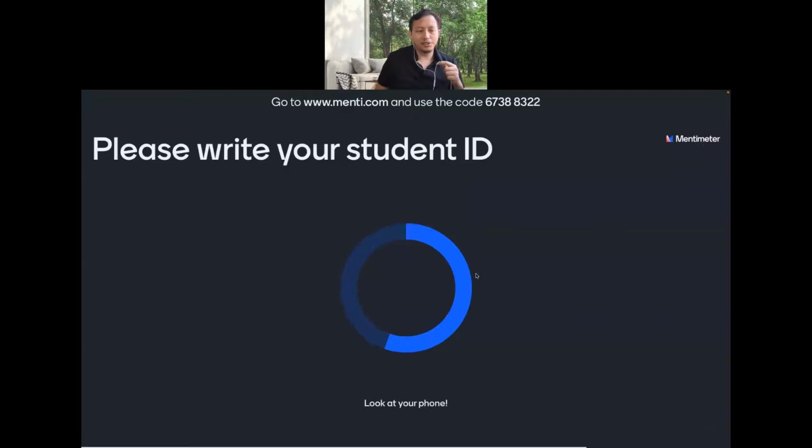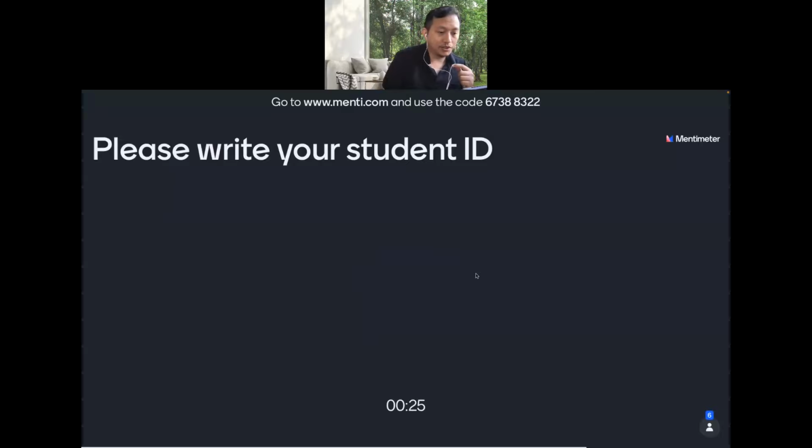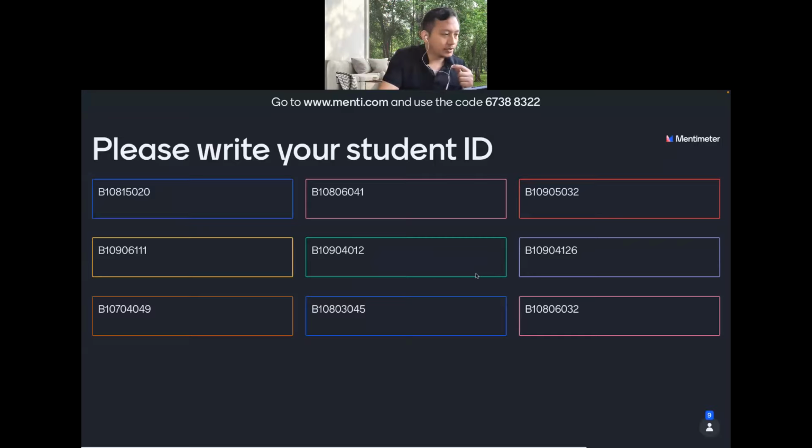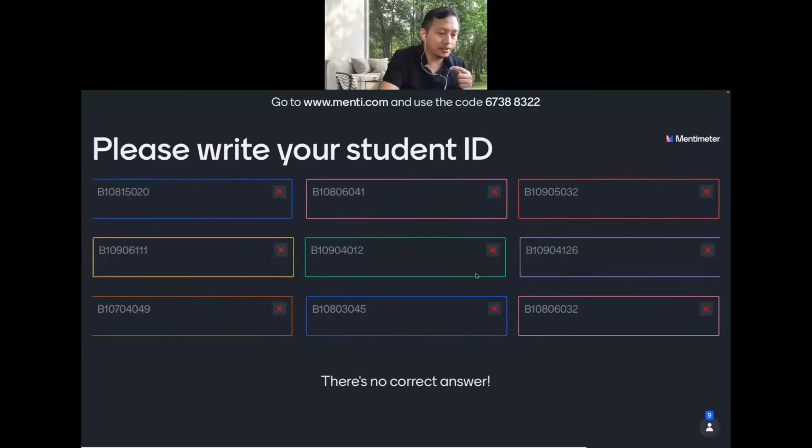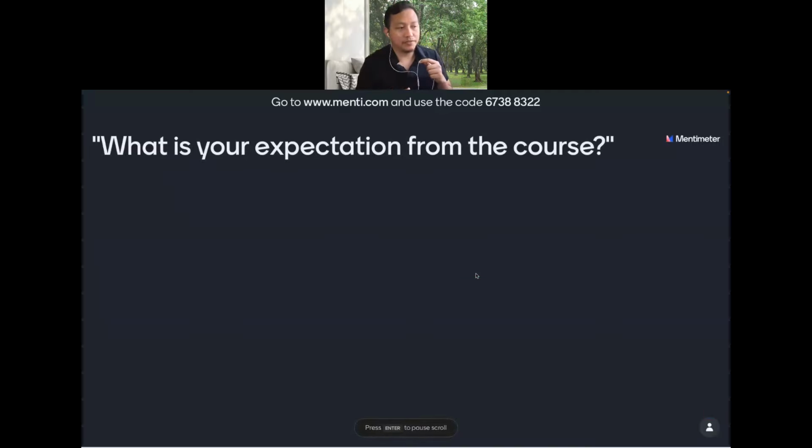Just write your student ID. This is just a dummy question, just to check the attendance for today's class. There's a timer, so usually you will see this kind of small quiz pop up in class. Thank you for your attention. Usually I will give some points if you have the correct answer, but this time all are correct. And also your expectation from the course.